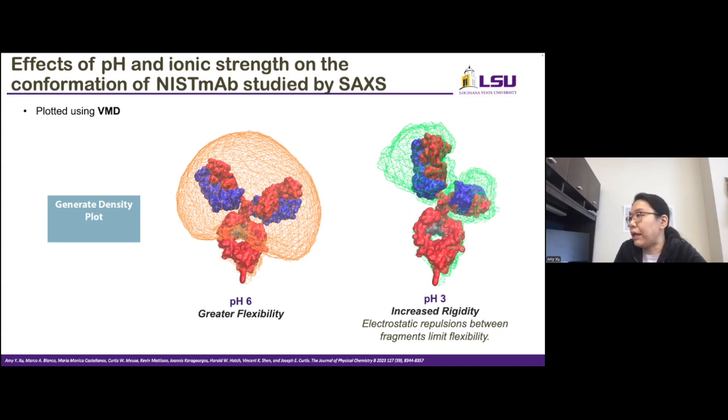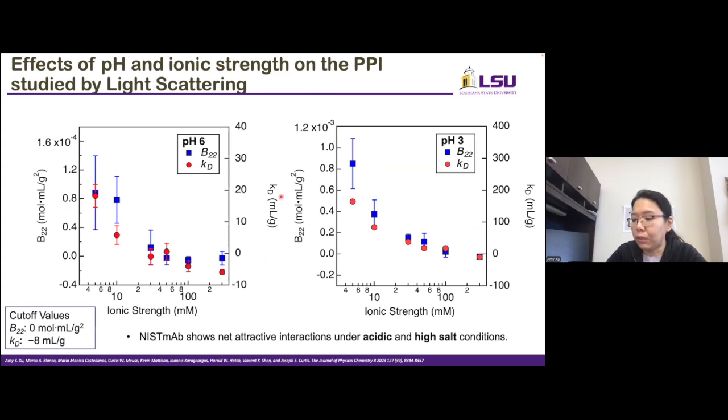So it could be that the high charge coming from the domains could limit the flexibility of this Fab, could limit the flexibility of the antibodies. All right, so that concludes what we have done in terms of studying the structure of the antibodies. Now we have moved down to looking at the interactions between them.